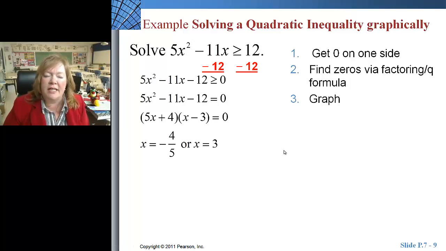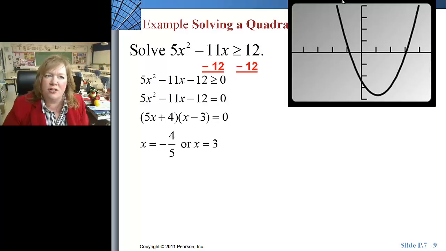So we're going to graph it, and the graph looks like this, as you would expect. Now this looks like it's negative 5 to 5 by negative 5 to 5, x min, x max. And you can see it cross right here. That's negative 4/5, we know, because we just solved that. And this would be 3. So those are our critical points. That's where the graph crosses the x-axis.